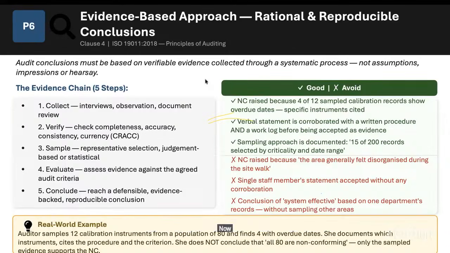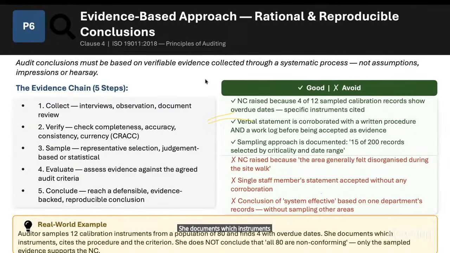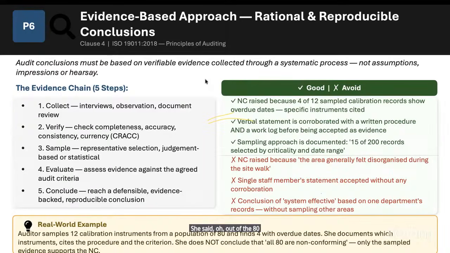Now, say an auditor samples 12 calibration instruments from a population of 80 and finds 4 with overdue dates. She documents which instruments, cites the procedure and the criteria. She does not conclude that all 80 are non-conforming. Only the sample evidence supports the NC. She says, out of the 80, I have sampled 12. Out of these 12, 4 are with overdue dates.